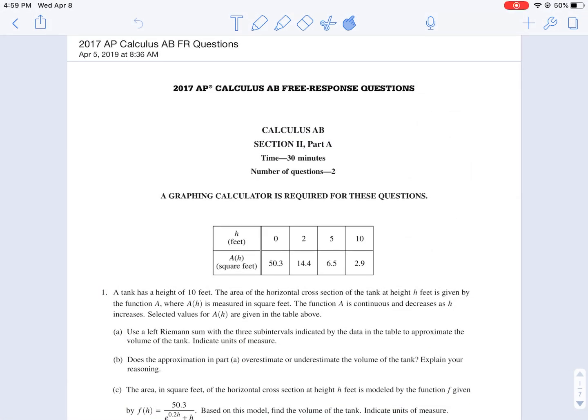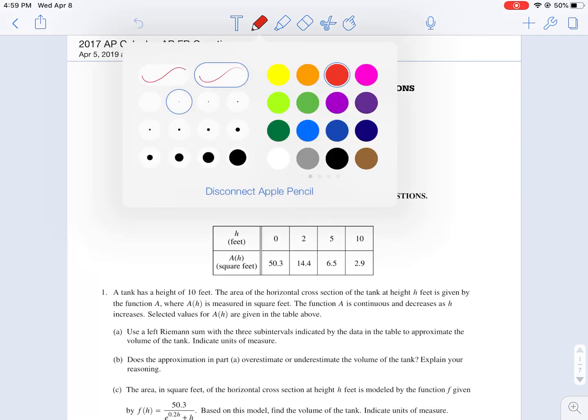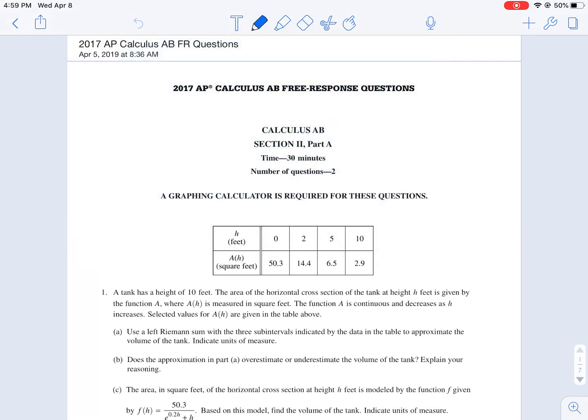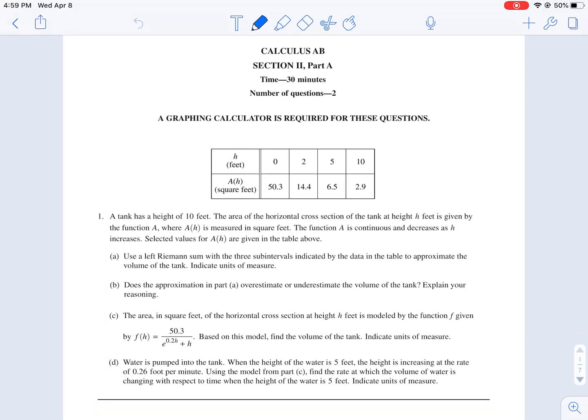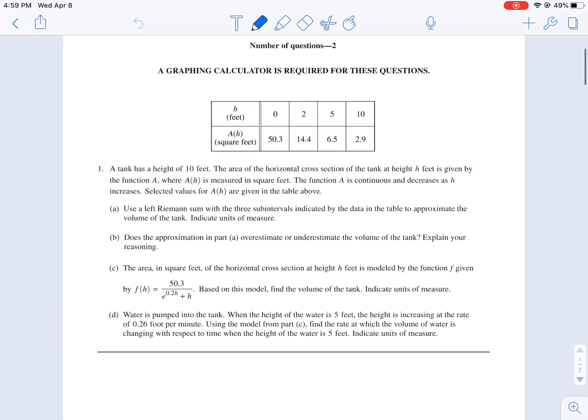All right, everyone, here's our key to the 2017 free response questions. Number 1, we have the height of a tank. It says the function A is continuous and decreases as h increases. That's going to be important, where A of h is the area of the horizontal cross section of the tank.